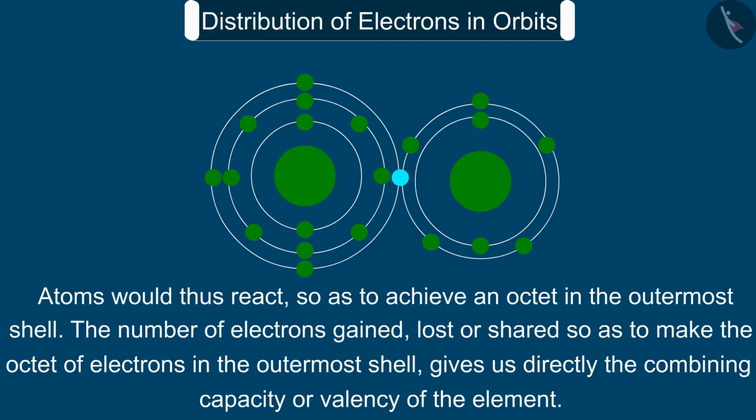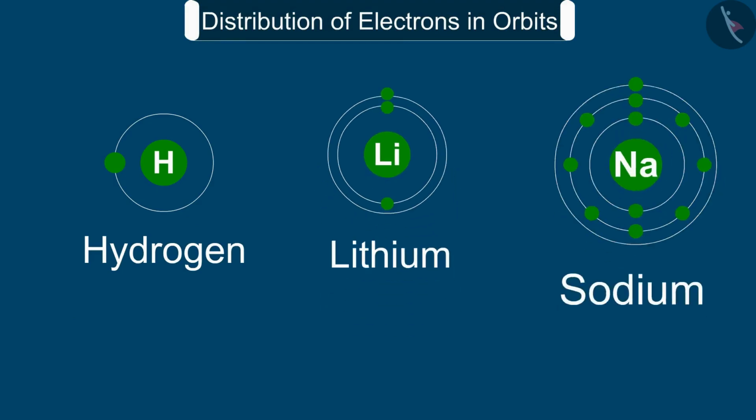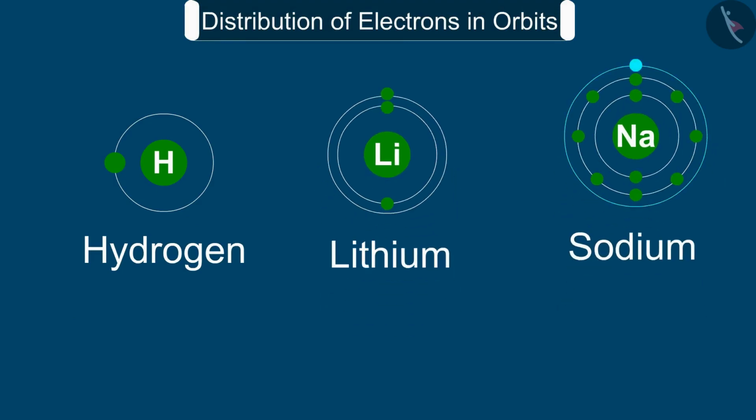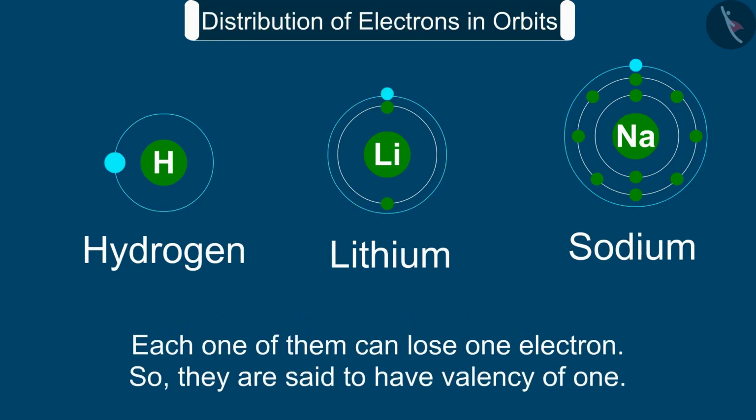The number of electrons gained, lost, or shared so as to make the octet of electrons in the outermost shell gives us directly the combining capacity or valency of the element. Hydrogen, lithium, and sodium atoms contain 1 electron each in their outermost shell. Therefore, each one of them can lose 1 electron. So, they are said to have a valency of 1.